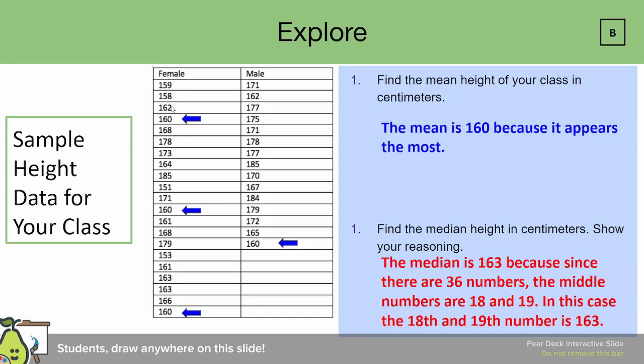However, we can see that we're starting at 159. Very quickly, we get to 162. Then we drop down to 160. Then it looks like we climb all the way to 178. Then we drop to 173. Then we drop to 164. Then we go back up to 185.